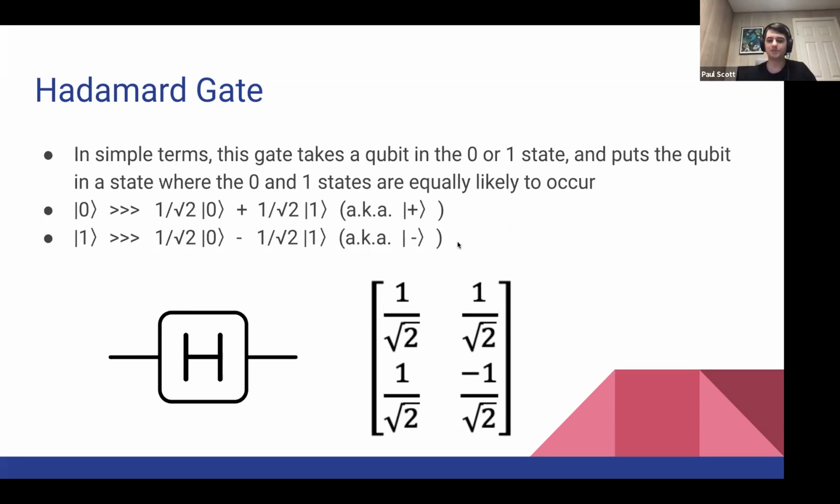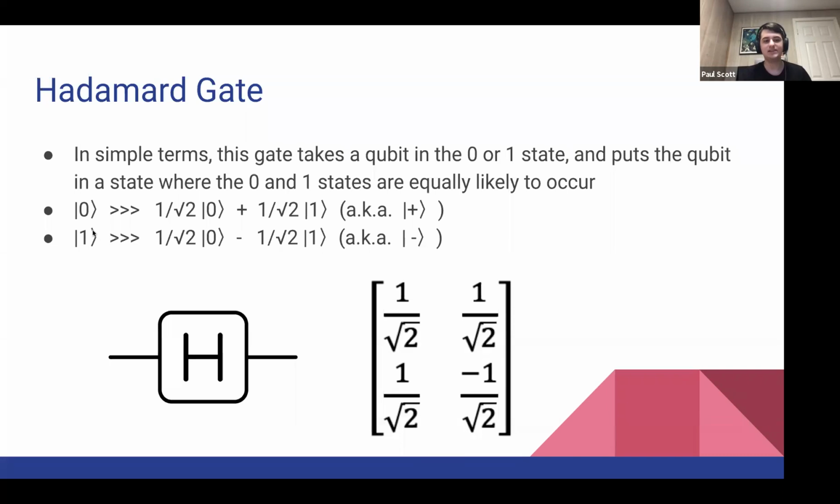In simpler terms, what this gate does is if we give it the 0 state, it'll output a superposition that has equal probability of being measured 0 or 1. And this is also true for the 1 state. So if we feed in either of these, it'll give us a superposition that the 0 and 1 state are of equal probability of being measured.